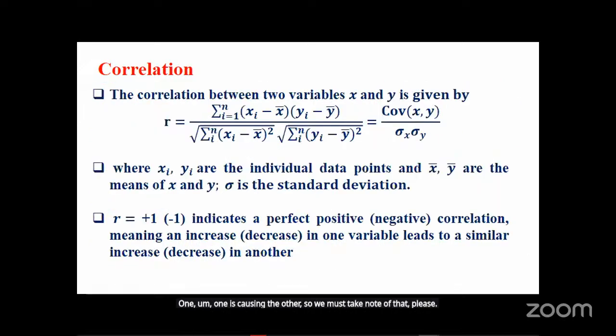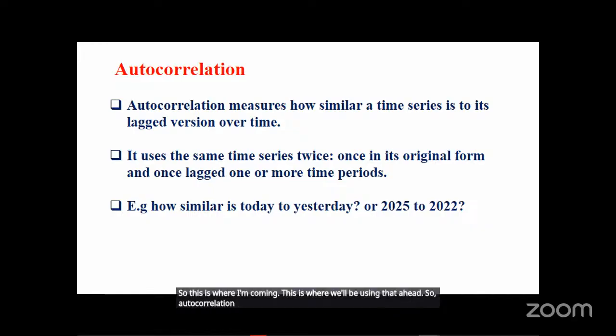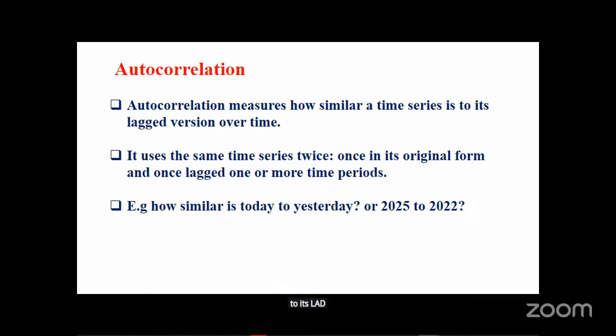Let me move fast. So these are just formulas. Now there's something we call autocorrelation. This is where we'll be using that. So autocorrelation measures how similar a time series is to its lagged version over time.